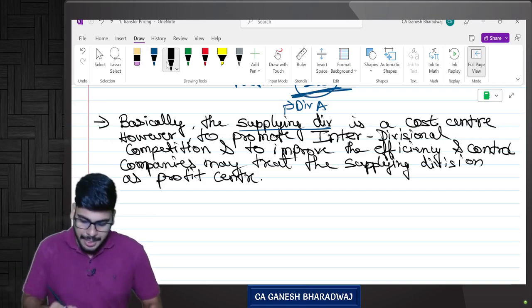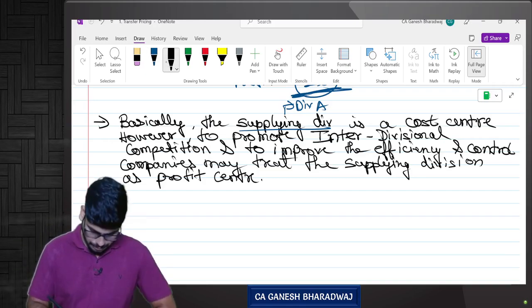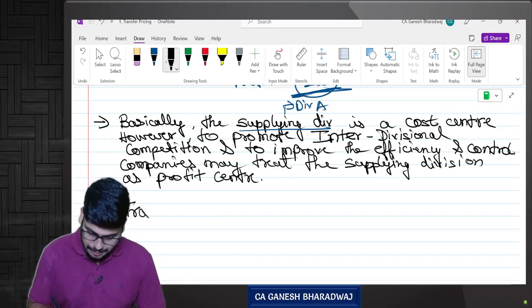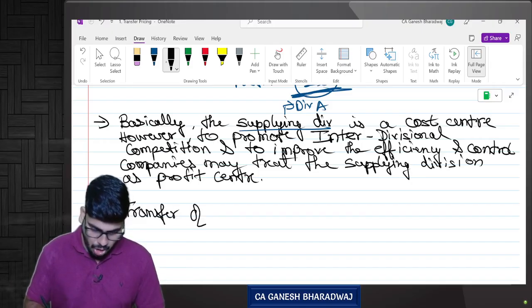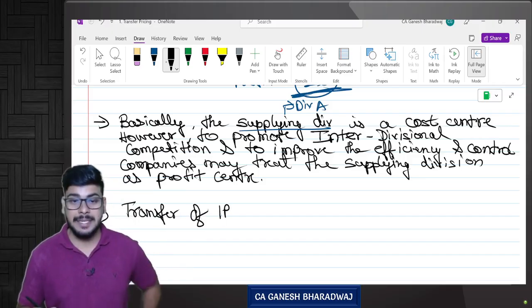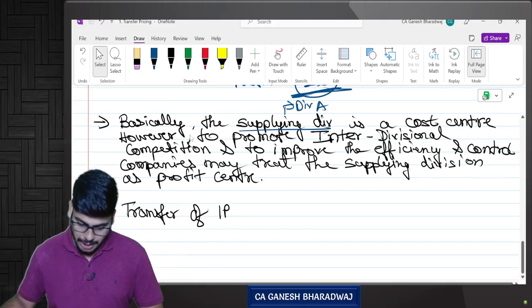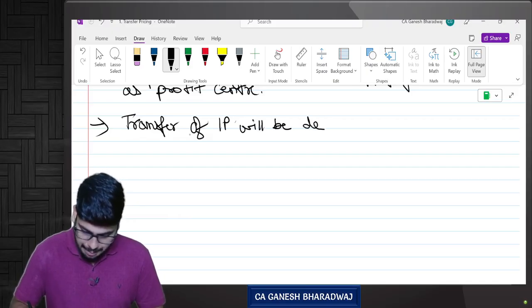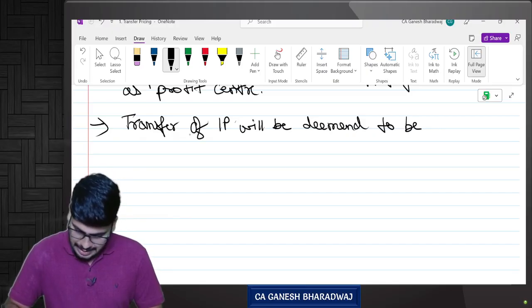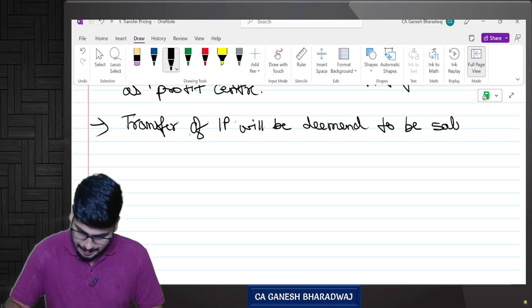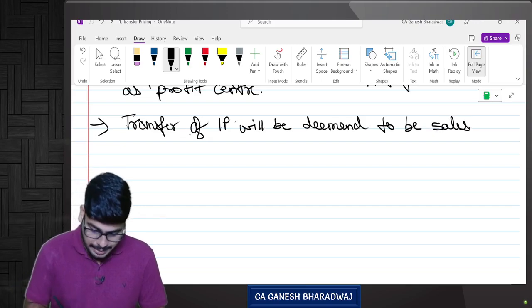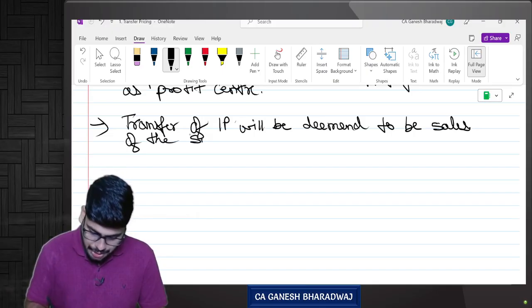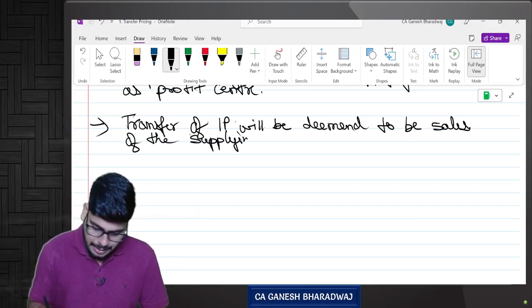Yes. One more point I will mention. Transfer of intermediate product. IP stands for what? Intermediate product. So transfer of intermediate product will be deemed to be sales. For whom? Sales of the supplying division. Correct? Supplying division.